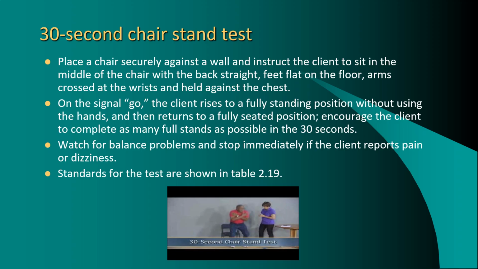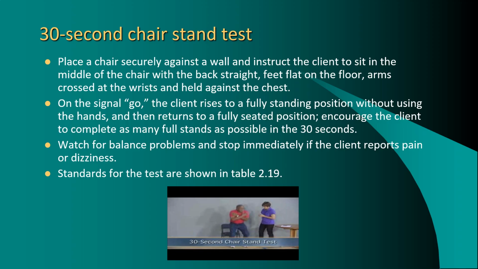If we push off with the hands or make any other modification, you can't compare it to the table. Then you have to compare it to themselves. So on the signal go, the client rises to fully standing without using the hands, and then returns to fully seated. You can encourage the client to do as many times as they can in 30 seconds. And so you count how many times they actually completely get up.